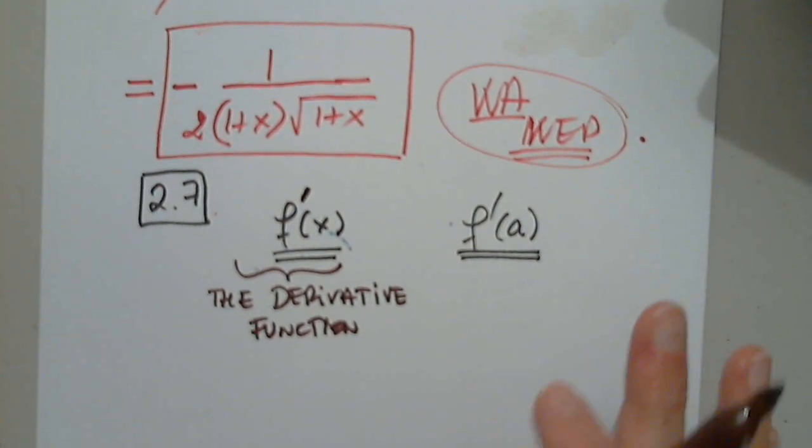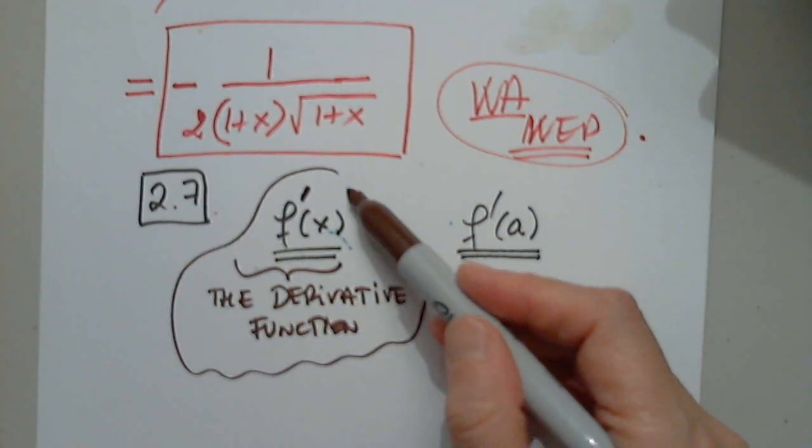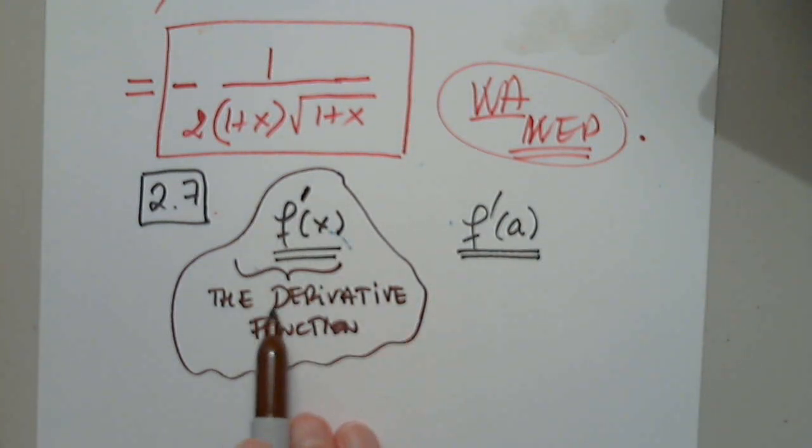The terminology is like a foreign language. We have to review it. We have to review it and talk about it. What do you think this is? If f prime of x means the derivative function, what does this f prime of a mean?